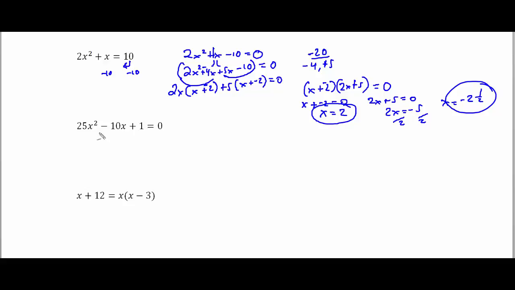Okay, so for this problem here, I could do the tricky trinomial thing, but this fits a pattern. The pattern is that if you take the square root of a and the square root of c, that would be a 5 and a 1. If you multiply these together and double it, and you get the middle number, then you can use this cool pattern, which is the square root of 25x squared, the square root of 1, and that becomes the numbers in your factoring.